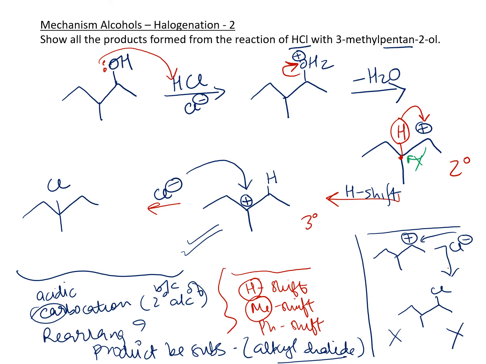So that's the most important thing when you form carbocations: look for rearrangements and see if that's going to happen or not.